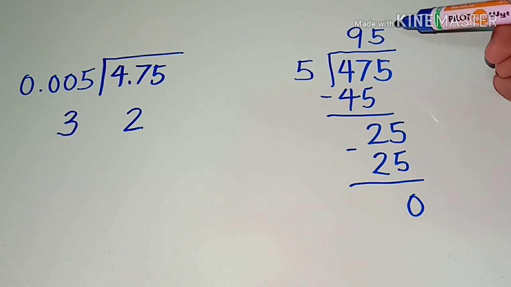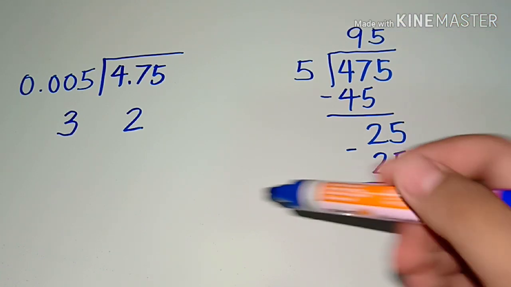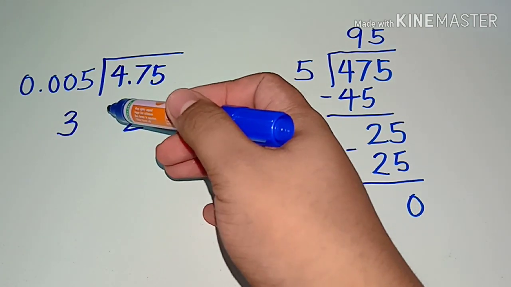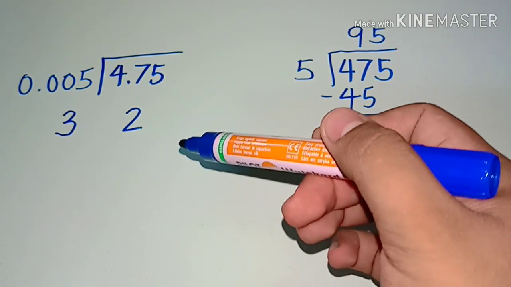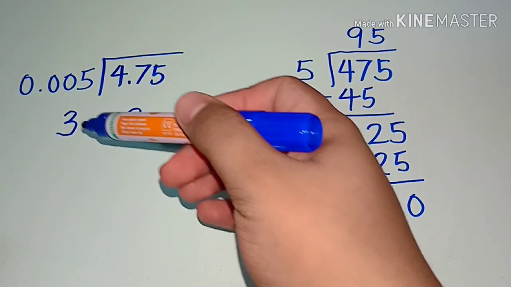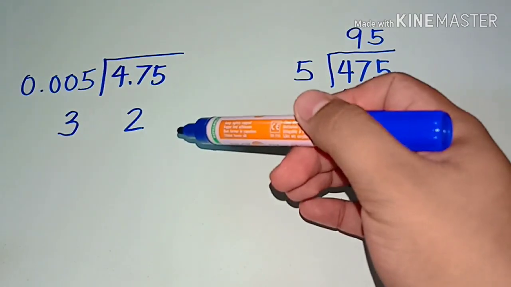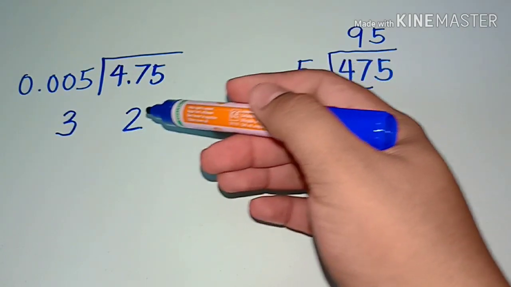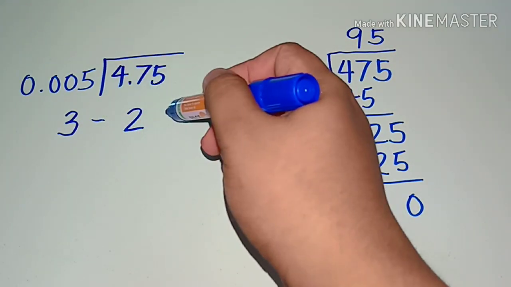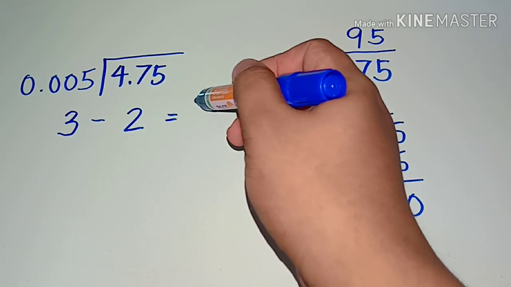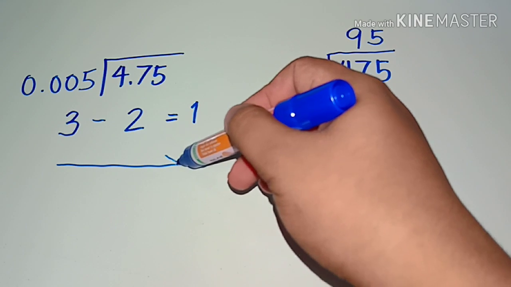So our 95 here is not yet the final answer, because we have to take note that we transformed the decimal numbers into a whole number. And as I've said earlier, we just subtract the number of places that we move, the bigger number minus the smaller number, and take note of the direction when you subtract. So since 3 is bigger, we will have 3 minus 2 is equal to 1, and the direction when we subtract is going to the right.